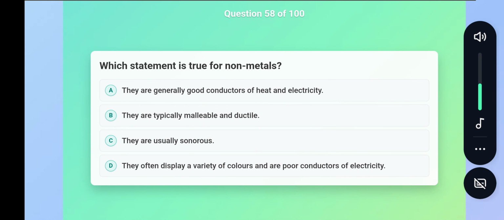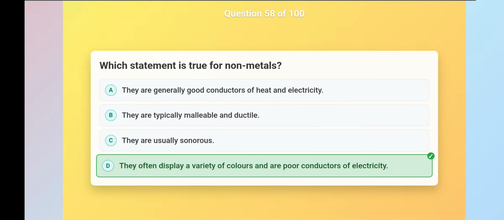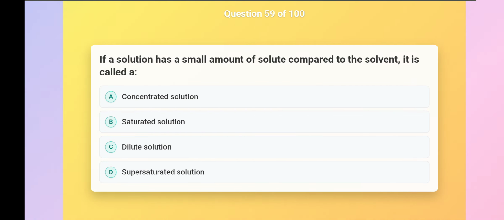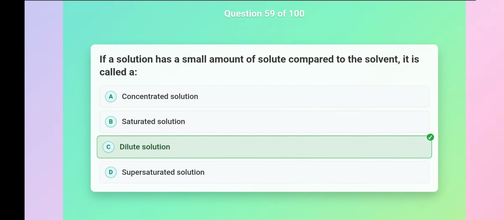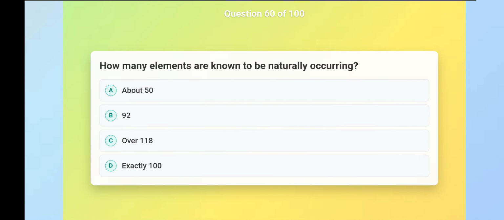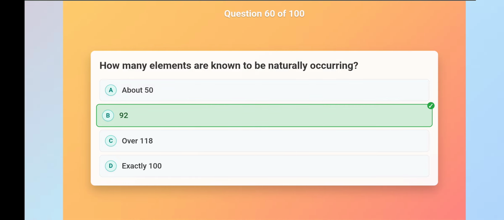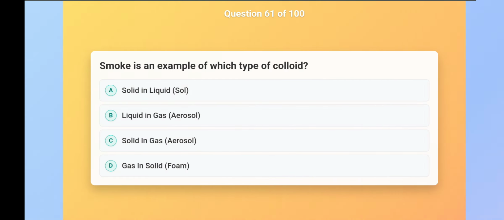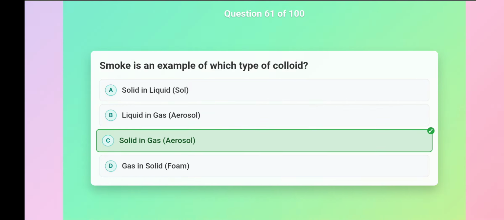Which statement is true for non-metals? They often display a variety of colors and are poor conductors of electricity. If a solution has a small amount of solute compared to the solvent, it is called a dilute solution. How many elements are known to be naturally occurring? 92. Smoke is an example of which type of colloid? Solid in gas, aerosol.